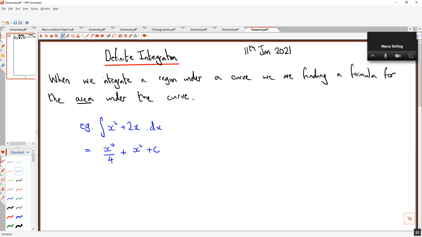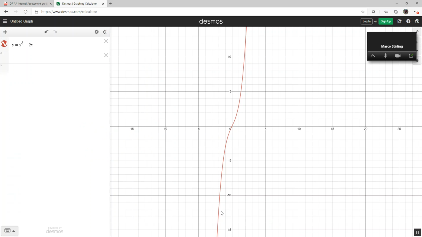We're just doing definite integration. We're integrating x cubed plus 2x, and that produces x to the 4 over 4 plus x squared, plus c. And what that means is this formula, x to the 4 over 4 plus x squared, represents the formula for the area underneath this curve. All right? So it's a formula for the area underneath this curve.